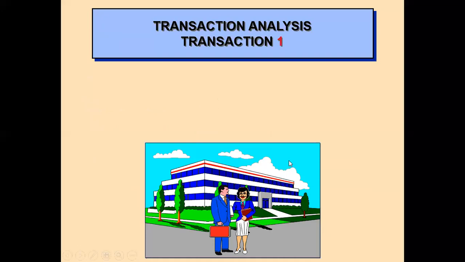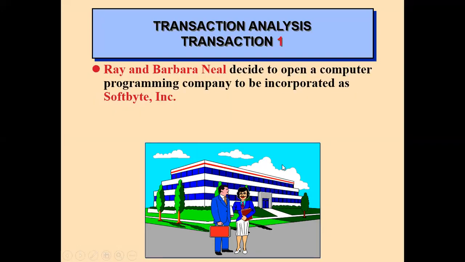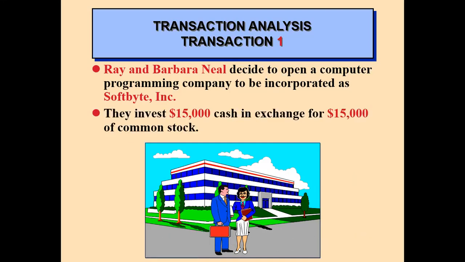Okay, so let me give you an example. Ray and Barbara Neal decided to open a computer programming company to be incorporated as ShopBite Inc. So Ray and Barbara, the two of them, incorporated a company and the company name is ShopBite Inc. Okay. So they invest 15,000 cash in exchange for 15,000 of common stock. So what will be the effect on the accounting equation?